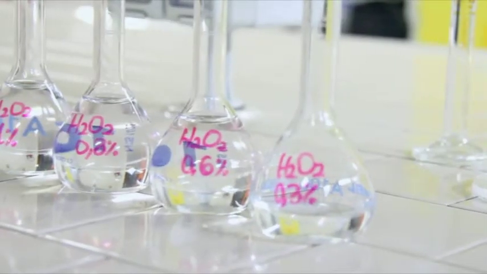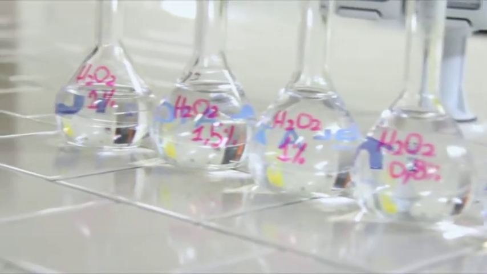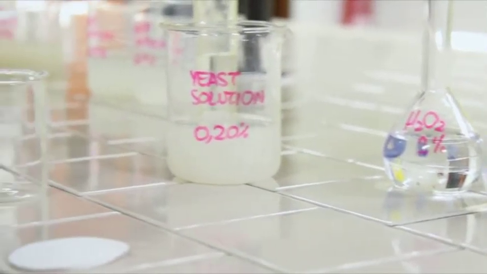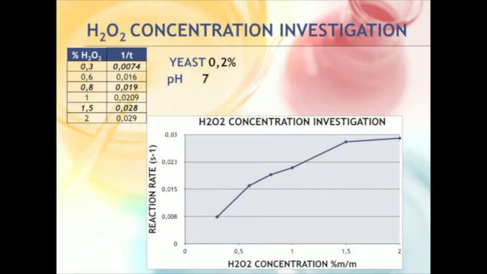We also investigate the quantity of substrate, keeping constant the amount of yeast at 0.2% and pH 7. We prepare hydrogen peroxide solution from 0.3 to 2%. Also in this case, from the graph, we can notice an increase in the reaction speed. At higher concentration, the reaction rate is less influenced, probably because of all the enzyme sites being occupied.